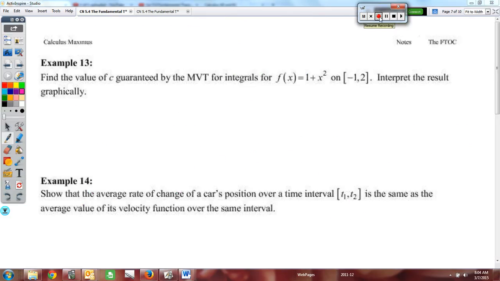Okay, and I'm going to stop this video right here because that's a good synopsis or summary of the mean value theorem for integrals, and we'll pick up the next video taking a look at some examples.